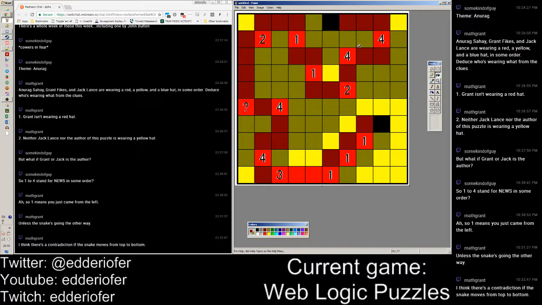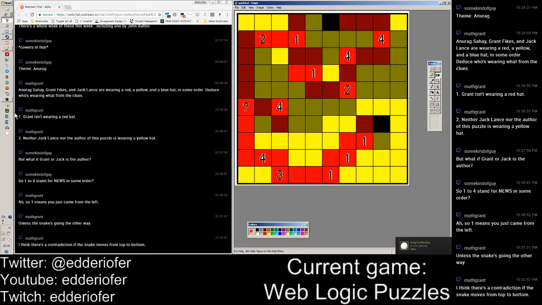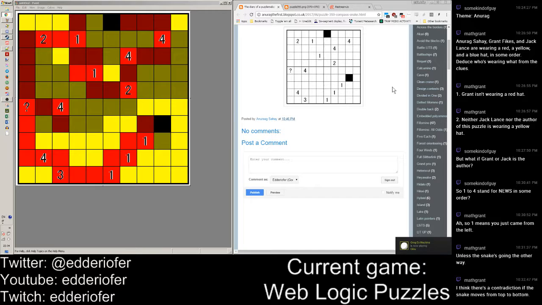I think there's a contradiction if the snake moves from top to bottom. Very well, let's try that. Suppose the snake moves from here to here instead, then one indicates the segment to its left. So we have this. So far, so good, I guess. Three can't encode the segment to its left, so it needs to encode the segment above it. So four in. Yeah, that is a contradiction. Well spotted, Grant. So at least this one by Anurag Sahay has a unique solution.